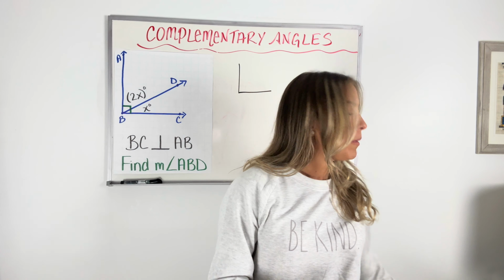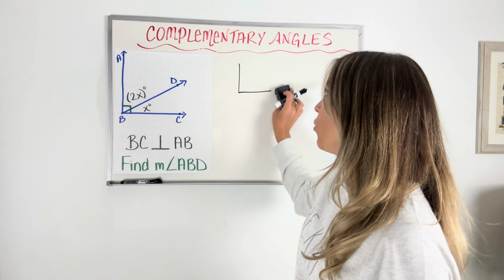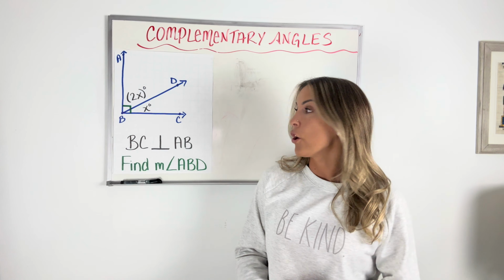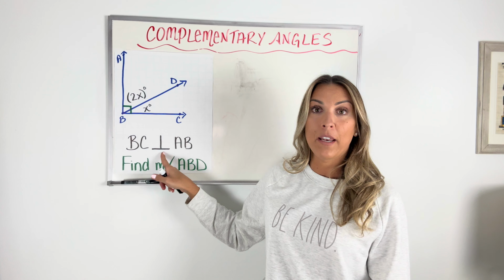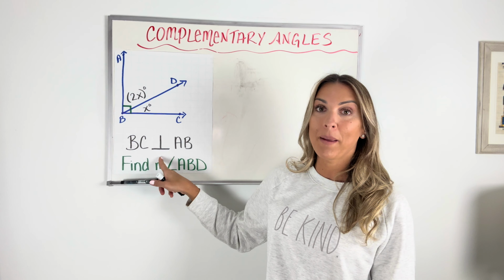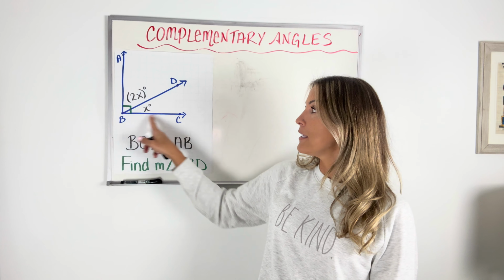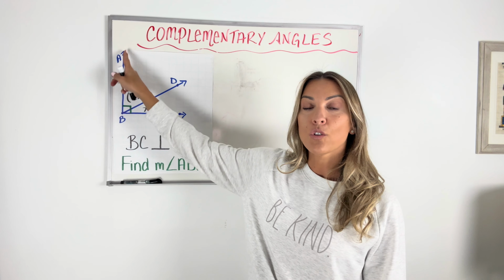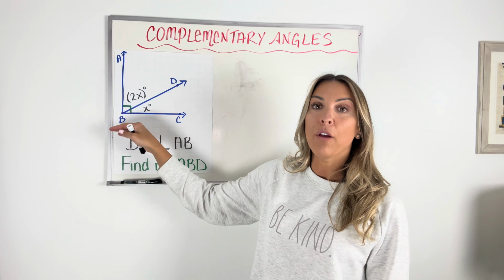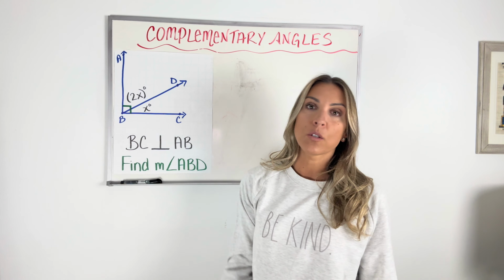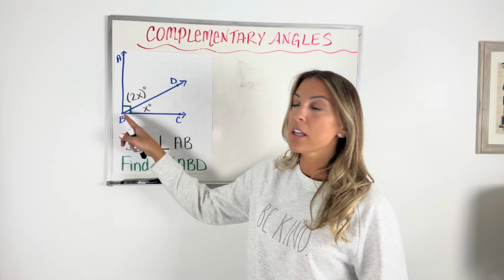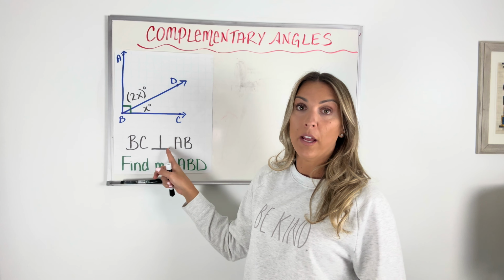Another thing you'd be looking out for is to see if you're told that the two rays that make up that angle are perpendicular. This is the symbol for perpendicular. You see that in this problem, I'm told that BC is perpendicular to AB. If I know that these two rays are perpendicular, I know that means they form a 90-degree angle. So that's the other way to know that you're dealing with a 90-degree angle, either by that box or by being told that the two rays are perpendicular.